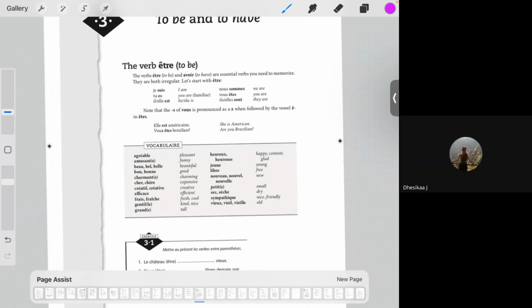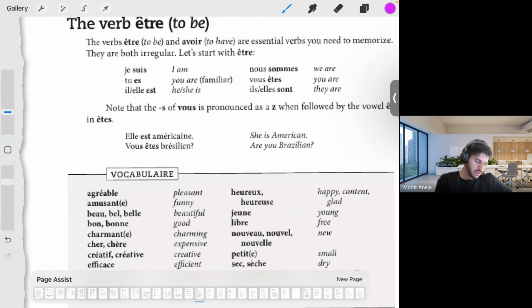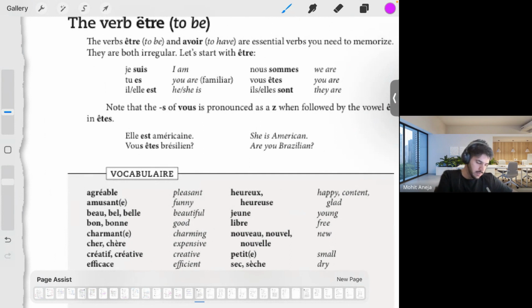Today we're going to look at two very important verbs in French, and you have to absolutely know these verbs without fail. If you want to get a good level in French, you have to know this. Even at A1 level, you need to know these verbs. To be and to have are the very basics of every language. To be in French is called what? Être. For the conjugations, I'm sure you know them already, but we'll go through them once. What are those?